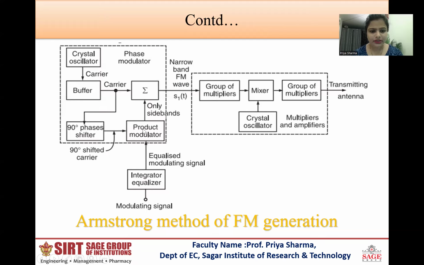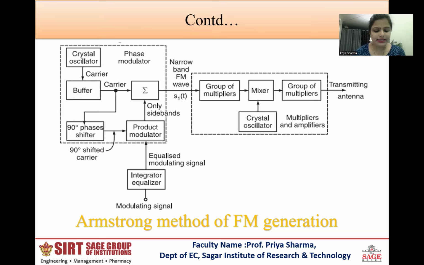So, from the integrator, the modulating signal is passed through the product modulator. The crystal oscillator produces a carrier signal. From the buffer, it will remove all the noise, and the carrier signal is again applied to an adder, where one of the carrier signals, which is 90-degree phase shifted, is applied to the product modulator or the phase modulator, and it is also added. So both the carriers, in phase and out of phase, are added here, and a narrow band FM is created here. So this is our first part, that is generation of FM from PM.